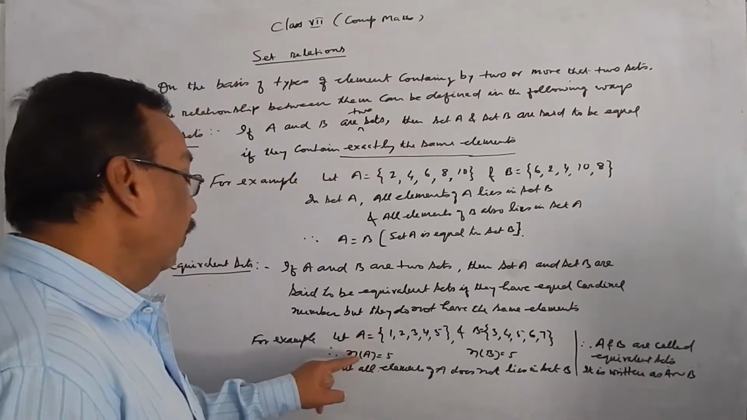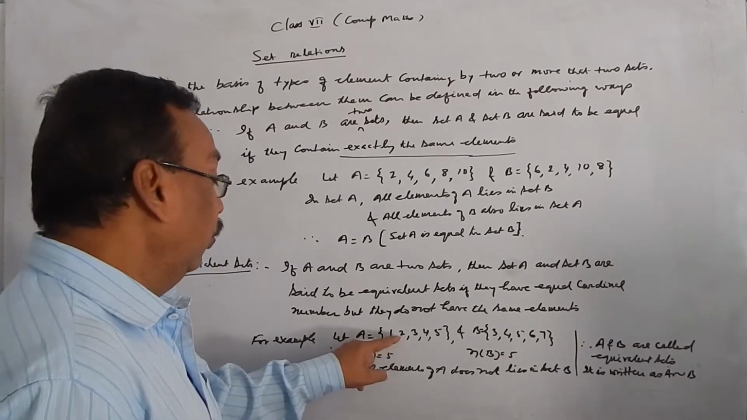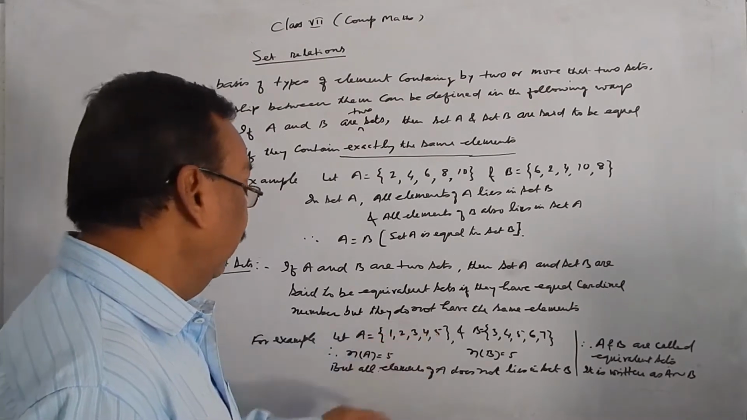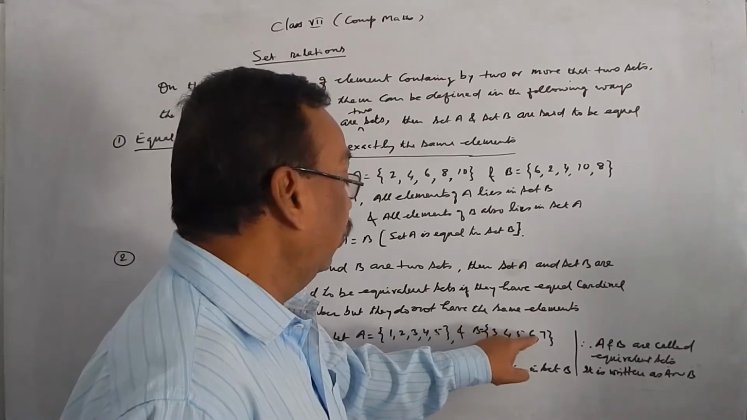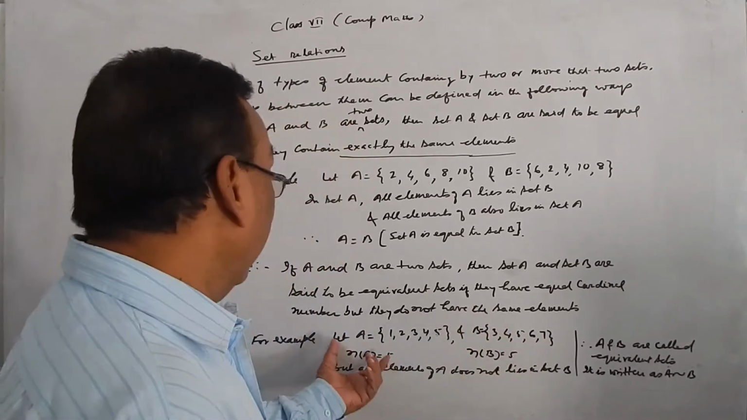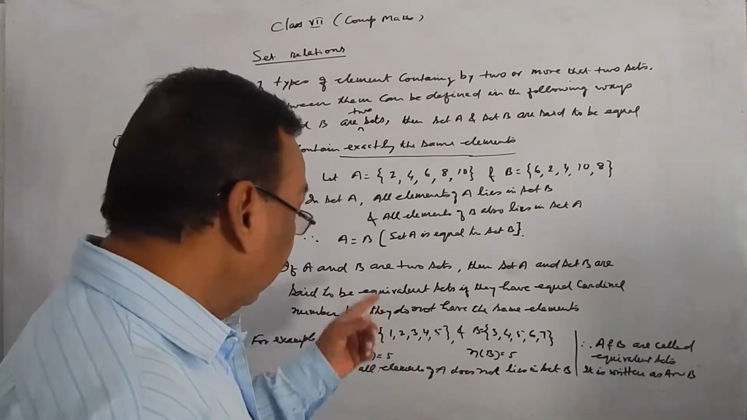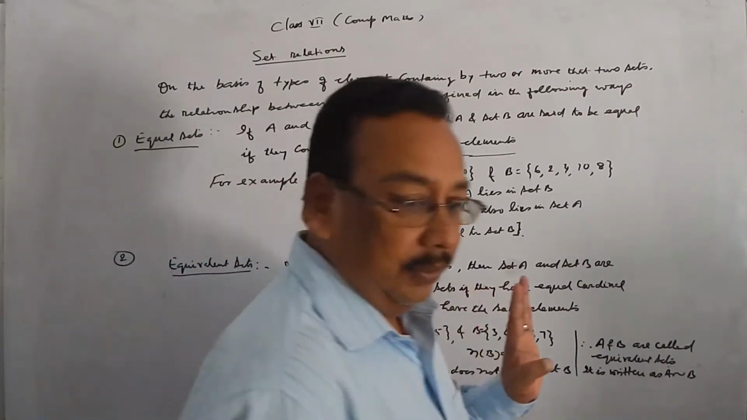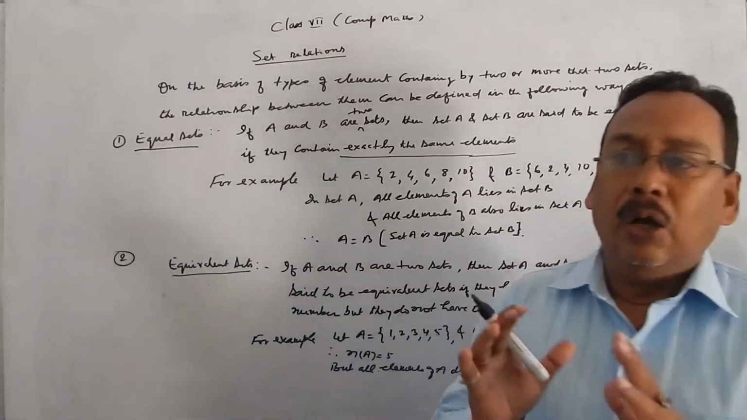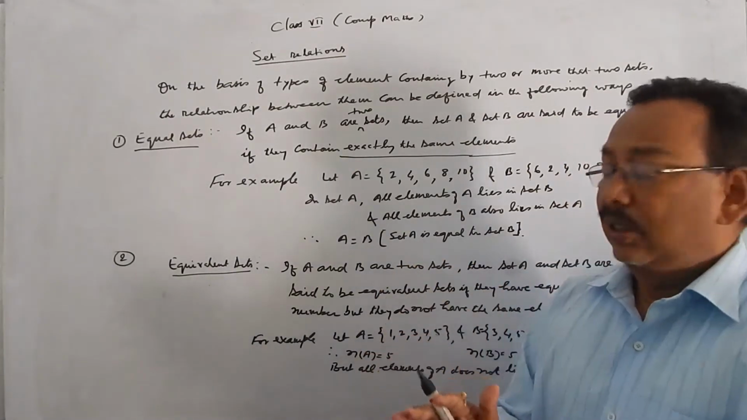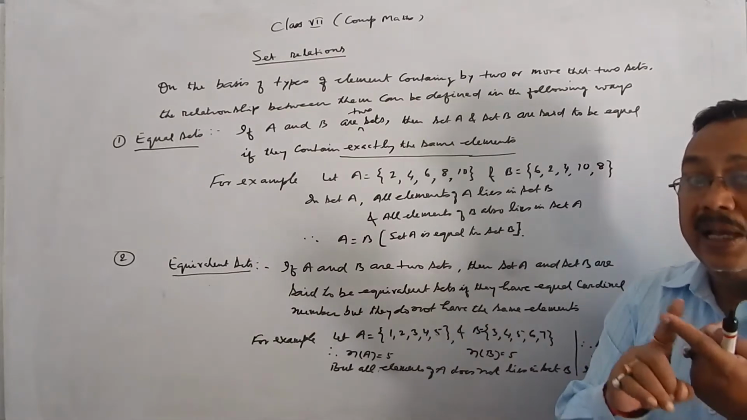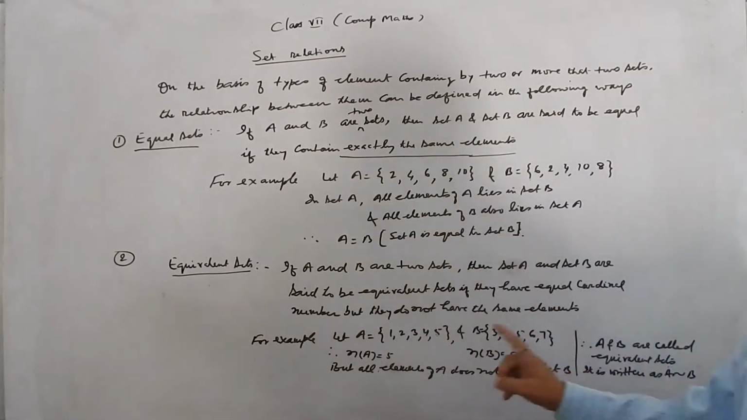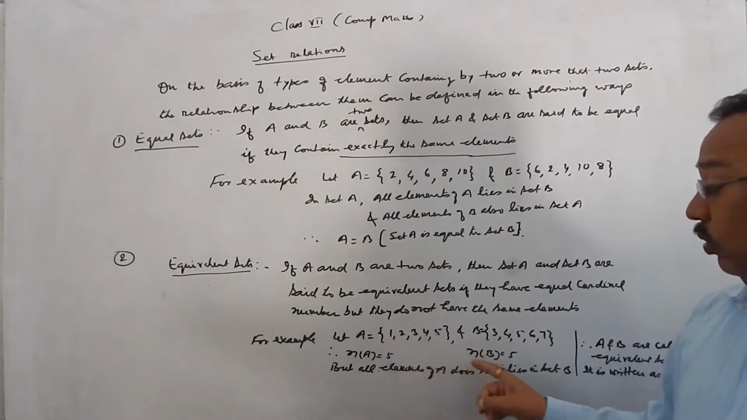Here the cardinal number of A is 5 because 1, 2, 3, 4, 5. The cardinal number of B is also 5. So the cardinal number is matching. Both have the same cardinal number, meaning the number of elements in A is the same as the number of elements in B. But the elements are not the same.